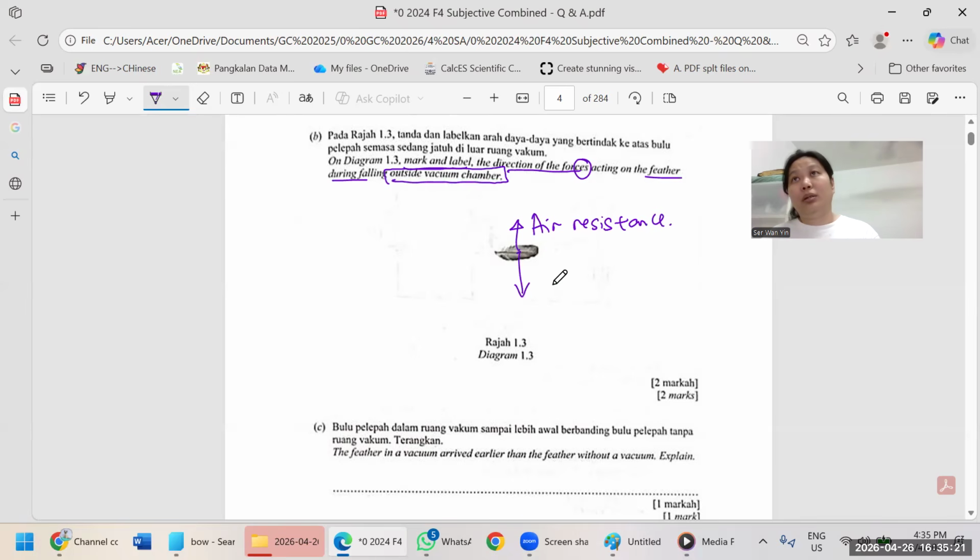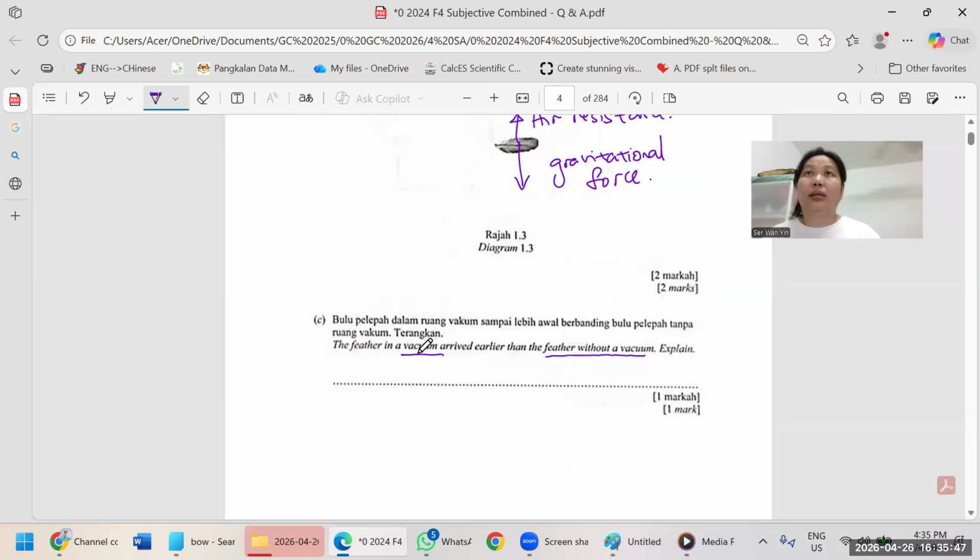and we got gravitational force. And I want to tell you, if you write this in the exam, sorry, no marks. Please write full words. So gravitational force. Okay. The feather in a vacuum arrived earlier than the feather without vacuum.